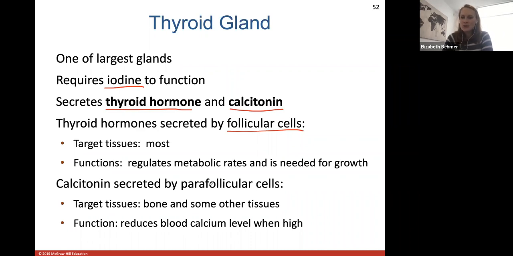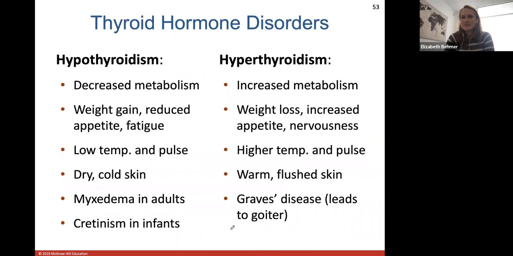And then calcitonin is secreted by what we call the parafollicular cells. It will target bone and some other tissues. And what calcitonin does is it reduces blood calcium levels when they're too high. Another way to remember what calcitonin does is calcitonin tones down, or decreases, blood calcium levels when they're too high.